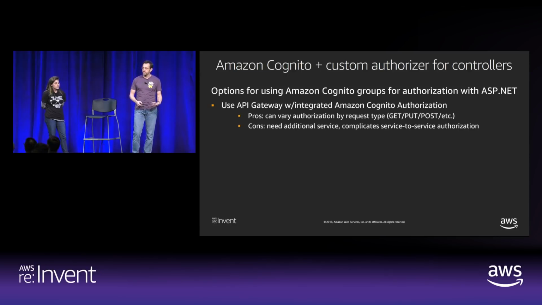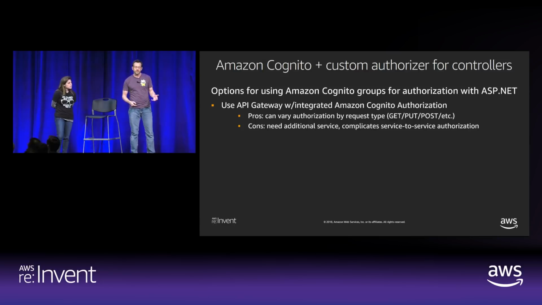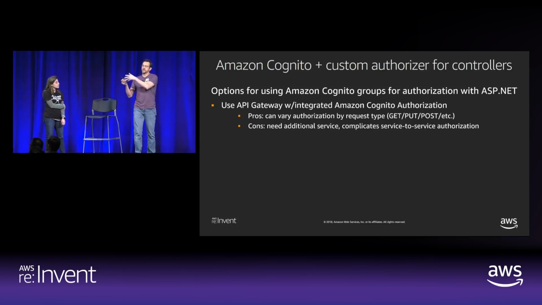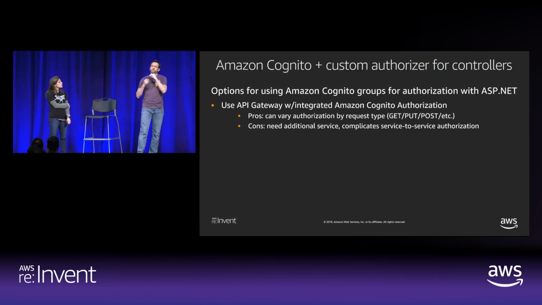There were different options for doing that, and one option we looked at was API Gateway, which has integrated Cognito authorization, and you can get pretty granular. You can vary the authorization requirement by request type. I could have a GET to my products be allowed, but a POST to my products, if you're adding a new product, might be restricted. On the other hand, that means we'd have to put another layer in front and have another service involved. And if I have two services that want to talk to each other and I want to proxy the JWT tokens along, it gets more complicated.